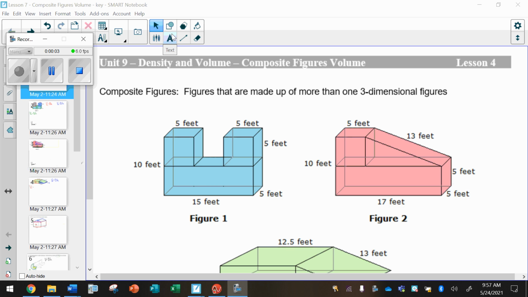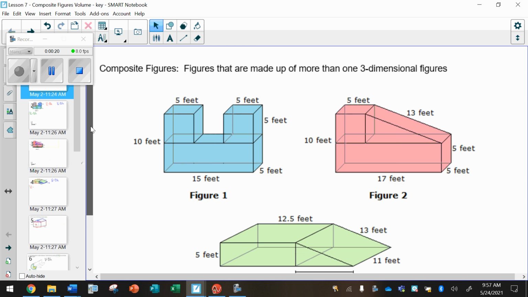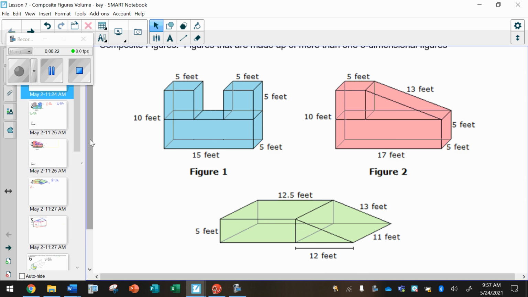Hello there, geometry geniuses. Today we're going to be doing some volume of composite figures. So we've done area with some odd shaped polygons. Now we're going to do volume with some odd shaped prisms. So here we have three different composite figures. Now a composite figure means a combination of things of different shapes.